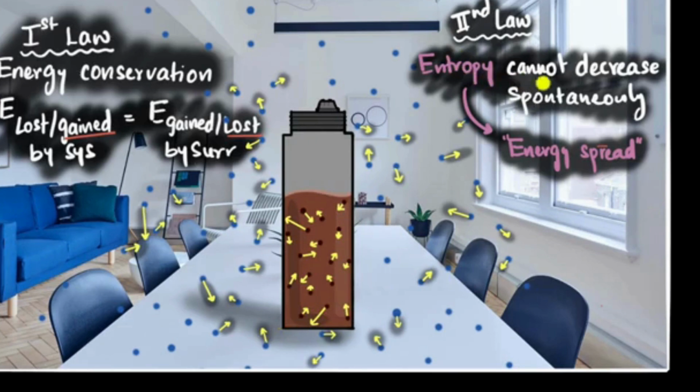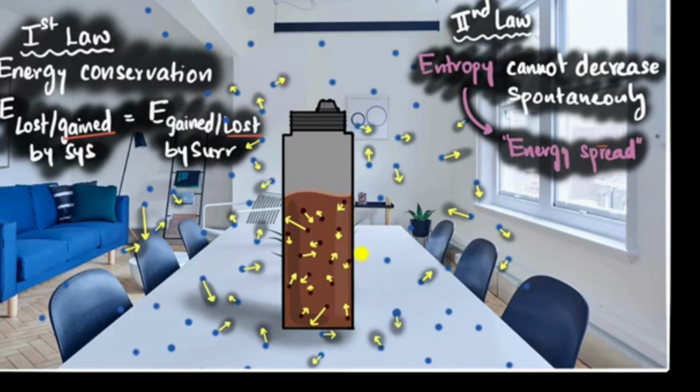Okay, so now what is the second law saying? The second law says the entropy cannot decrease spontaneously. In other words, the energy cannot get concentrated spontaneously. Energy can spread out spontaneously. That can happen, but it cannot get concentrated spontaneously. That's what our second law of thermodynamics says.